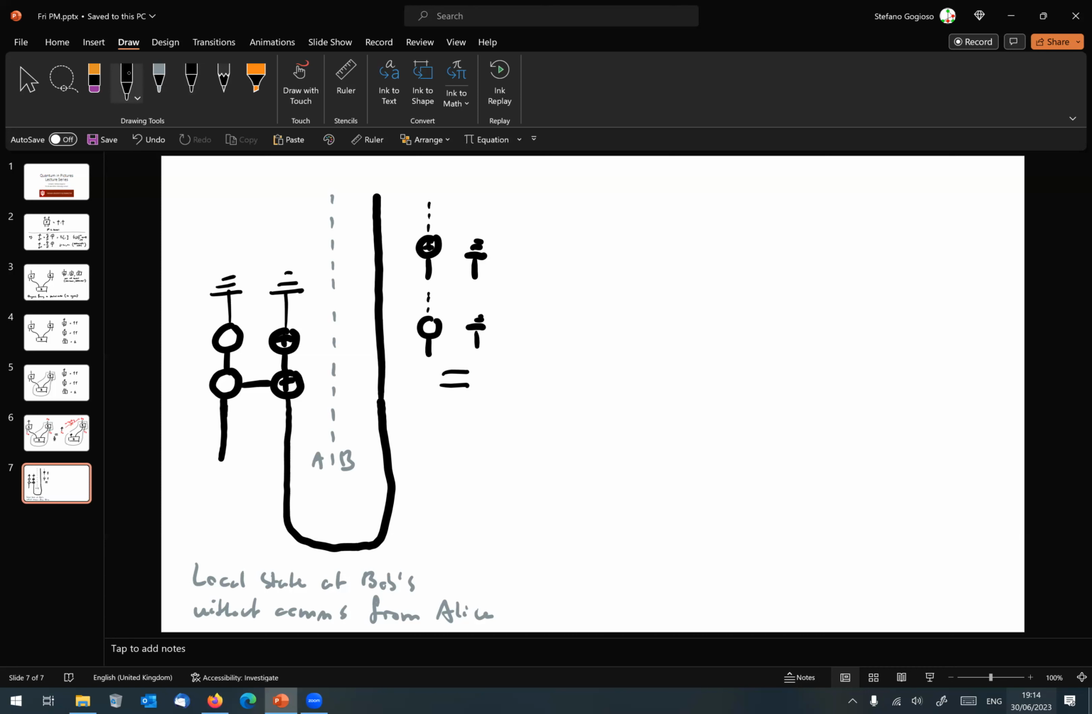I think I have done this wrong. Yes, I have done it wrong, definitely. I put the wrong cross.